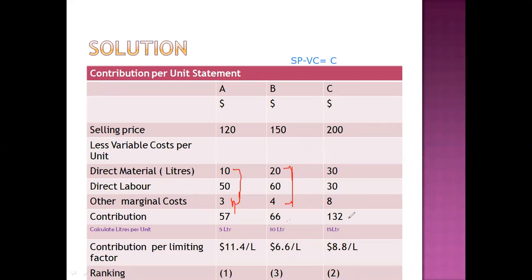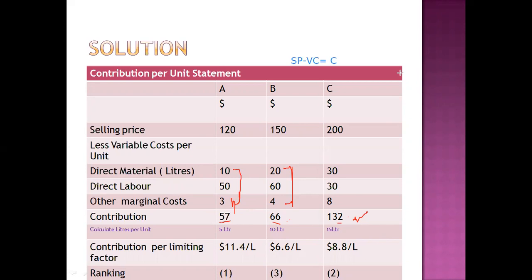Okay, so this is the first stage. Please remember this is our first stage. You need to determine the contribution. When you are done with the contribution, then we are good to go. So this is our contribution. Contribution is equal to selling price minus the variable cost.